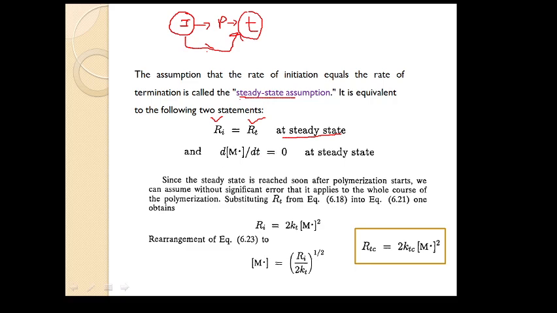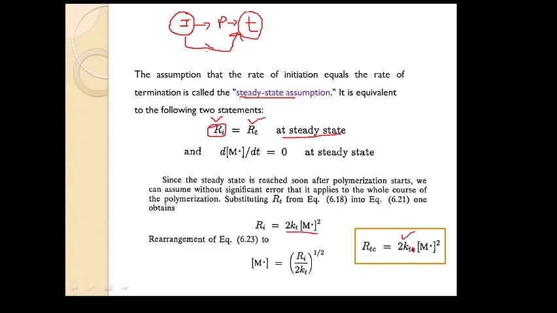Now, therefore, from this equation we have the expression for termination. And what is the expression for termination? The expression for termination is equal to 2 Kt into the concentration of M dot squared. This is the expression for the termination step. But Ri is equal to Rt. So we can represent this quantity Ri as equal to 2 Kt into M dot squared.